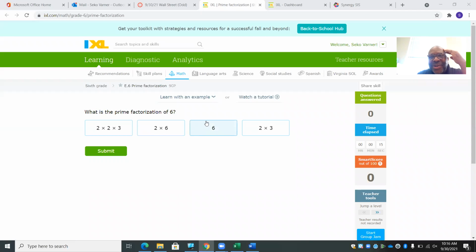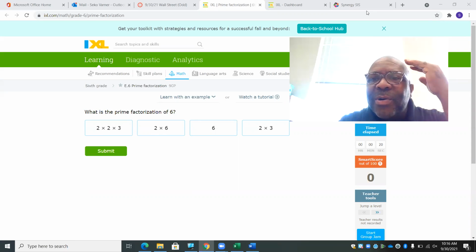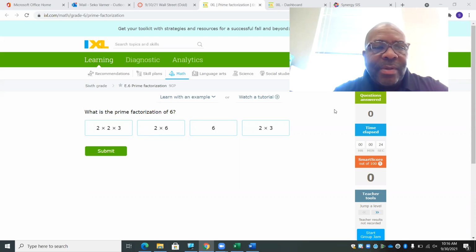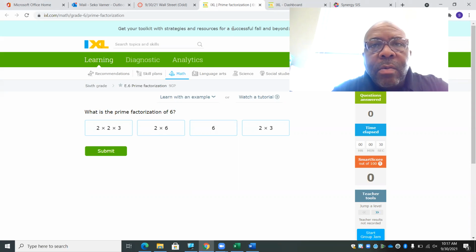All right, so we're going to be working a little bit on this prime factorization stuff. We're going to work on prime factorization. All right, so what is the prime factorization of 6? Okay, so how do we figure out the prime factorization of 6?